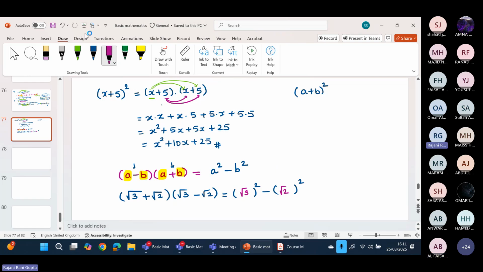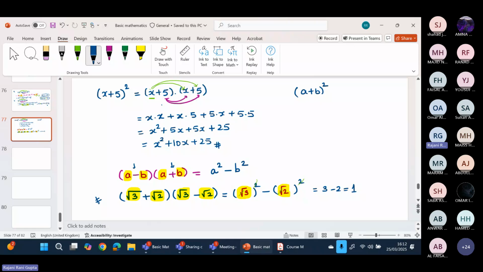Pay attention. See, this thing we studied in chapter 2. Cancelling this. So see what we have. We have root 3 here and root 3, same. Root 2, same. So that's why we write here root 3 and root 2, power 2. So this gives you 3 minus 2, that is 1. So this is all about chapter 3.